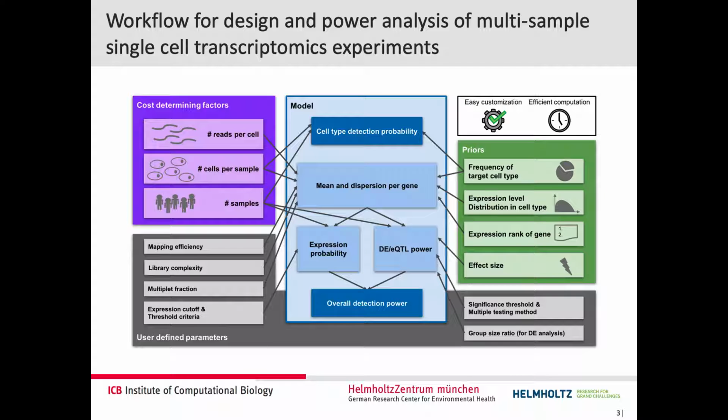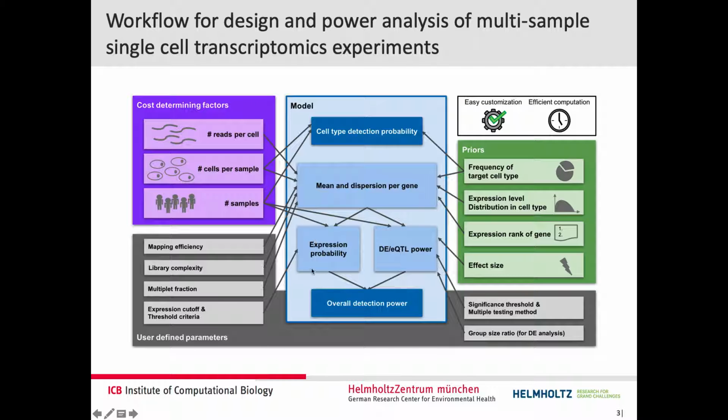For this already several interesting methods exist, so it's a prerequisite, but we will focus on the second part today, the overall detection power. That's the probability of finding DE and Eqtl genes in our cell type of interest. So this overall detection power can be split into two parts: the expression probability and the DE and Eqtl power.